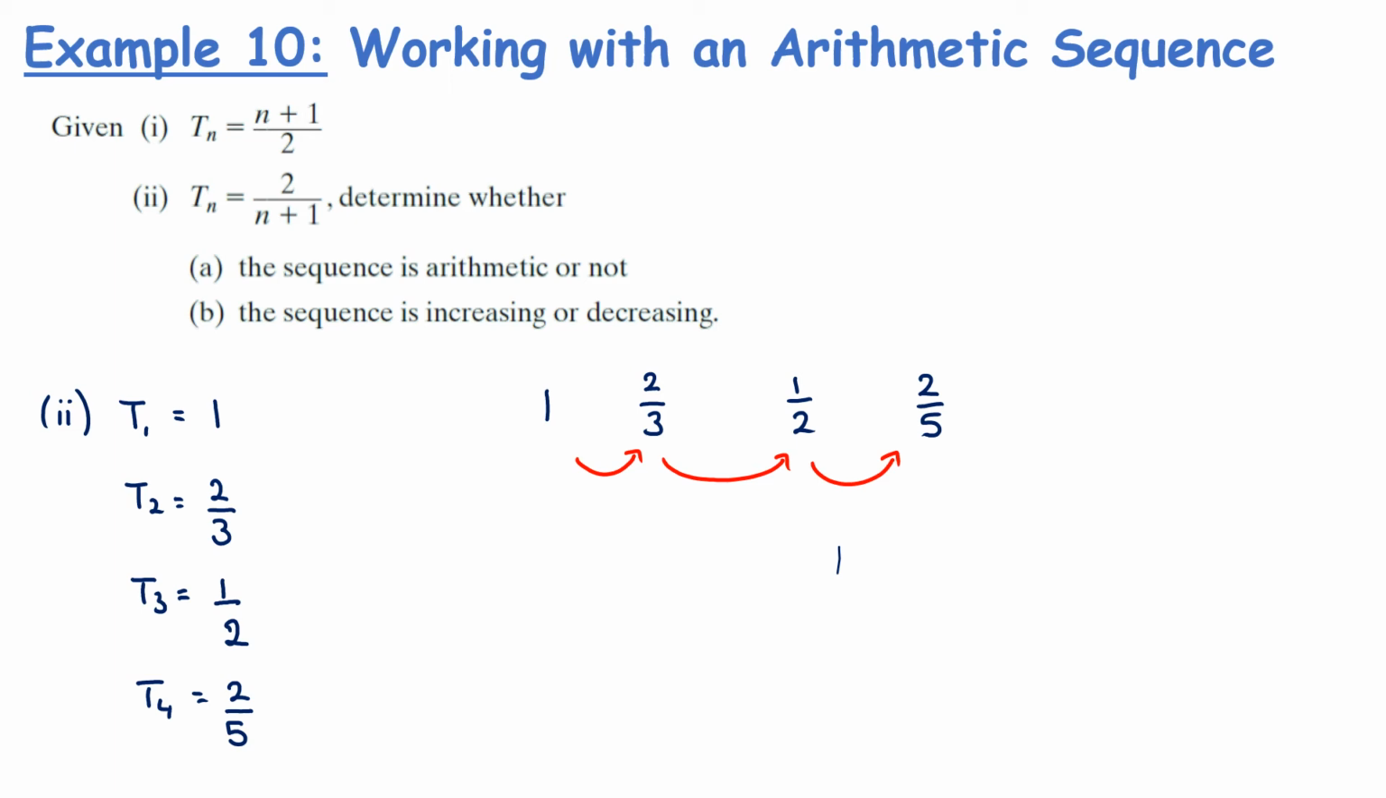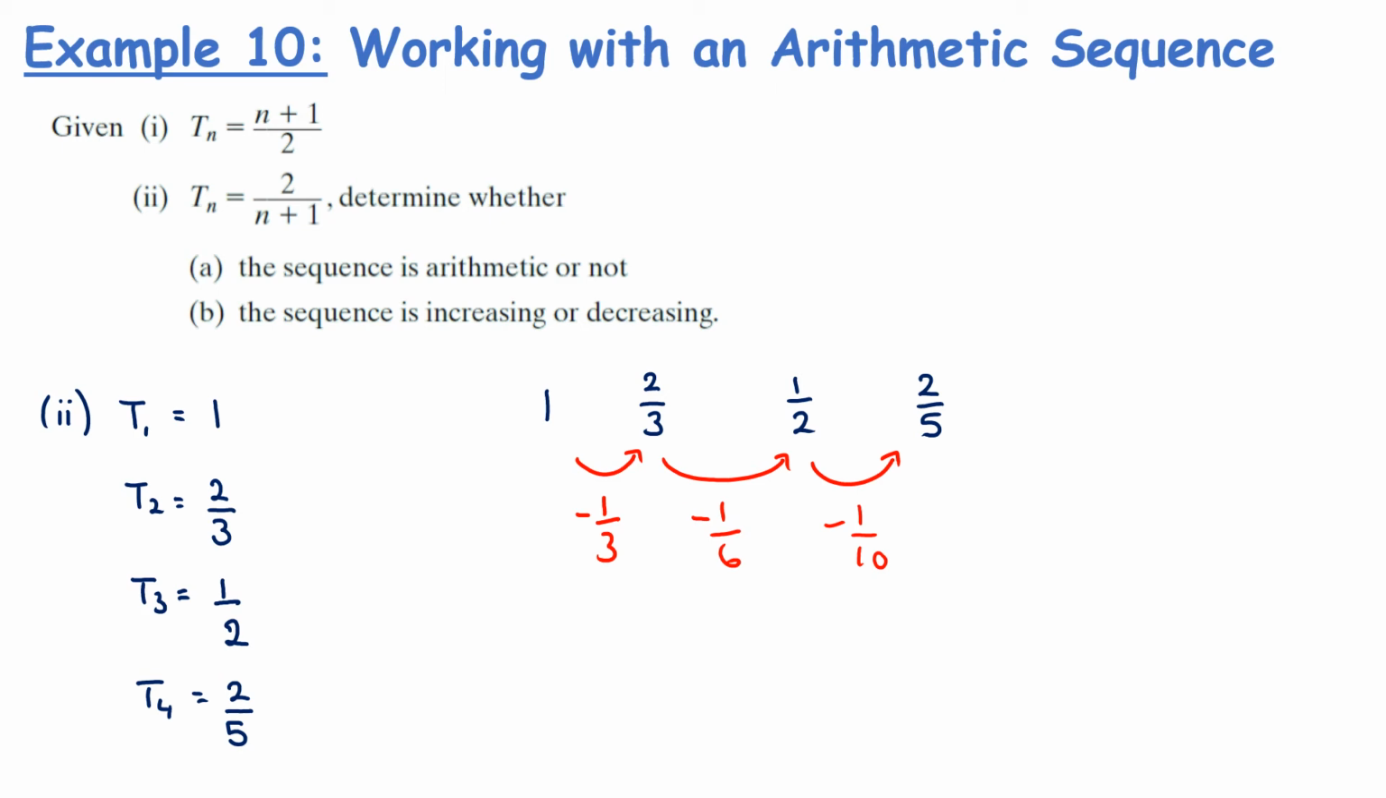So if you have 2/3, take away 1, we're taking away a third. If you have a half and you take away 2/3, you can do that on your calculator if you're not a big fan of fractions. And that's going to be minus a sixth when we do it. And then we have 2/5, and we're taking away a half, and that's minus a tenth. Okay, so no, this is not arithmetic because it doesn't have a common difference.